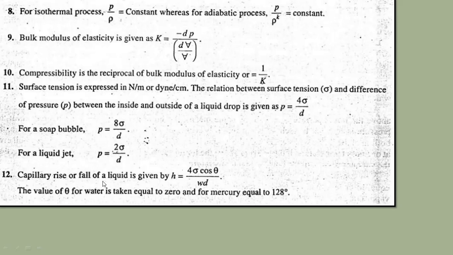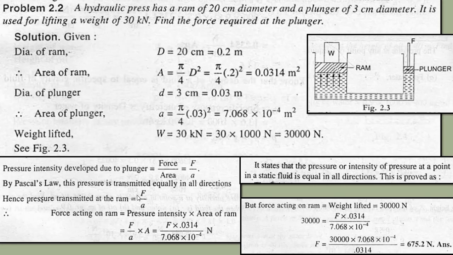Capillary rise or fall of a liquid is given by small h is equal to 4 sigma cos theta divided by w D. The value of theta for water is taken equal to 0, and for mercury it is taken as 128. So now unit number 2.